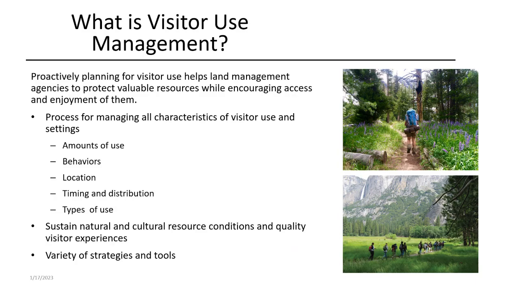Before I dive into some of the details on that framework, I did want to take a minute to talk about what we mean when we say visitor use management. That term, and the framework that we're applying to this process, is about thinking strategically and proactively for managing all of the different characteristics of visitor use, such as types of use, levels of use, locations and timing and distribution. And it's the settings through which a variety of strategies or tools might be implemented to help sustain our goal statements, to help sustain the resources that are so important for the designation of this park.